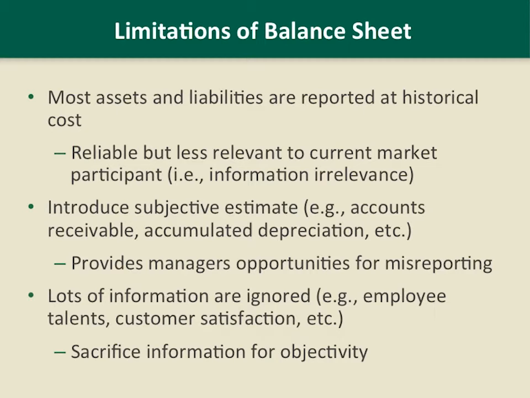Thirdly, lots of the information is ignored. For example, employee talents, CEO talents, customer satisfaction. Those information are very important for investors to predict future cash flows. However, since we do not have an objective measure for them, they're actually ignored. So we sacrifice that important information for objectivity.